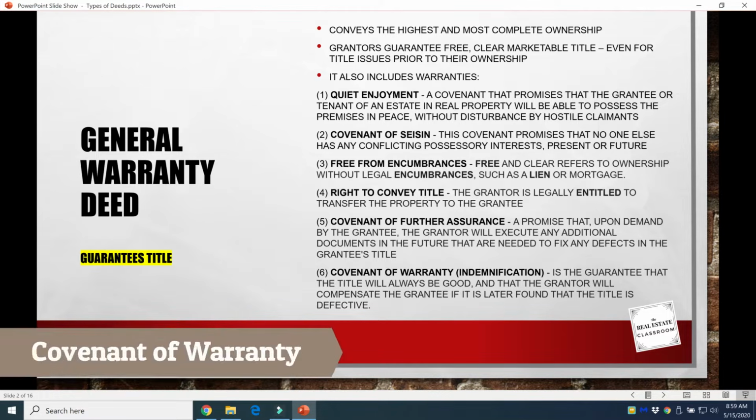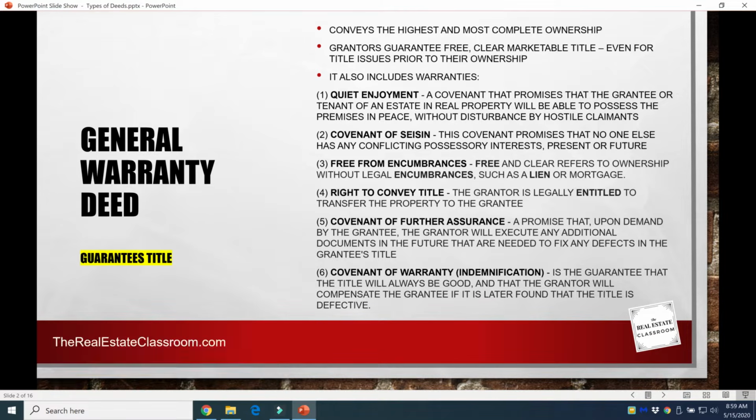And then the last one is covenant of warranty. We call this indemnification. This is basically a guarantee to the grantee the title will always be good, and that the grantor will compensate the grantee if there are any issues that are found later after closing. You know, if there's a title defect or a lien against the property, those type of things. It's indemnification. The grantor is saying, I will make the grantee whole from any financial loss. So that is a general warranty deed. The grantor is guaranteeing good title.